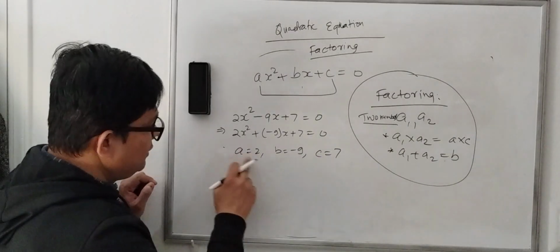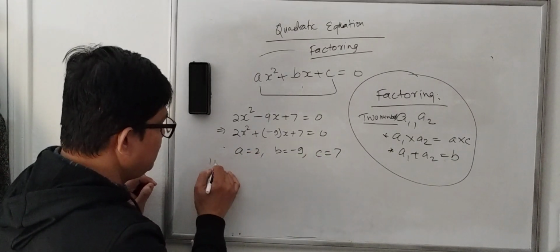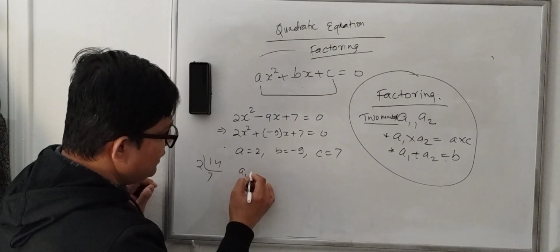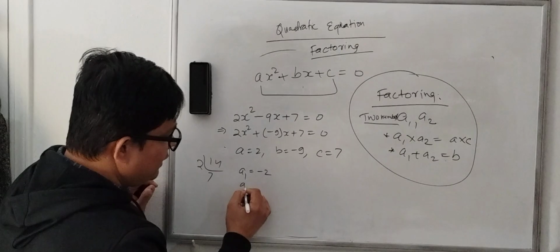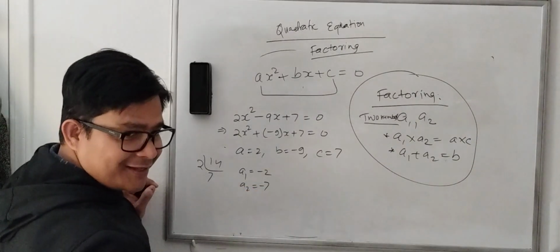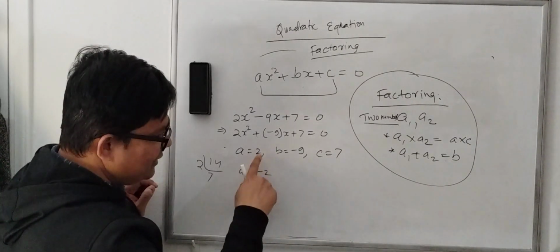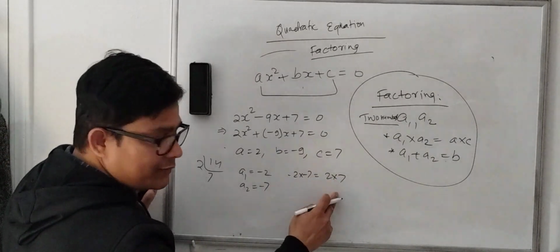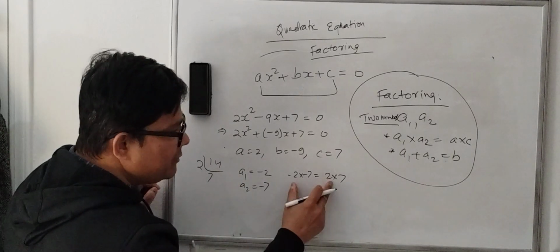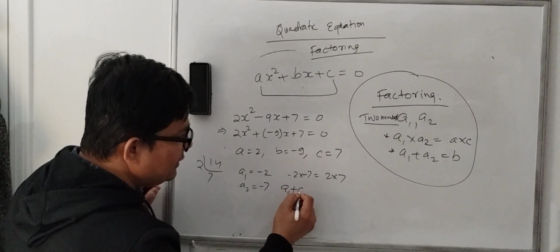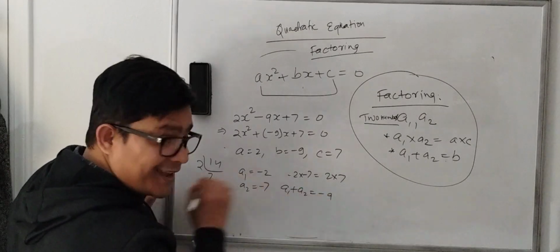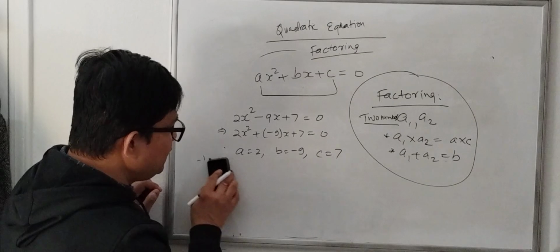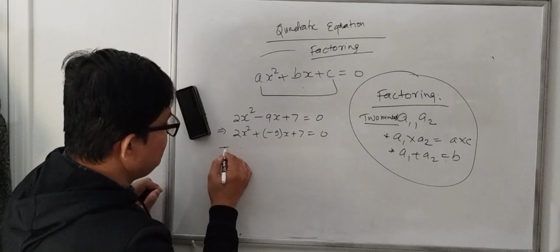Okay, do the same thing. 2 times 7 is 14. The factors are 2 and 7. Now if I take A1 is -2, A2 is -7, multiply these two, that is 14, which is same as 2 times 7. So A1 times A2 gave me 14. And if I do A1 plus A2, that gave me -9. Correct? So what are those two numbers, A1 and A2? -2 and -7.